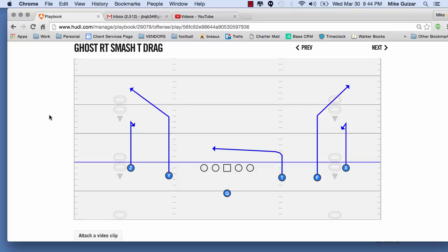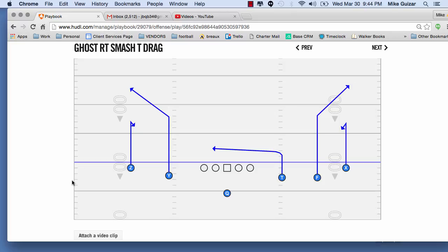So last one, our smash concept out of ghost right. Ghost right, F and X are on the right, Y and Z are on the left. The right tells the T that he is the number 3 receiver on the right. So our smash concept again is the outside guys on each side running 7-yard hitches, and the next guys in, the Y and the F, running the corners. Now with T, we can have him run whatever we want as long as we tag it.